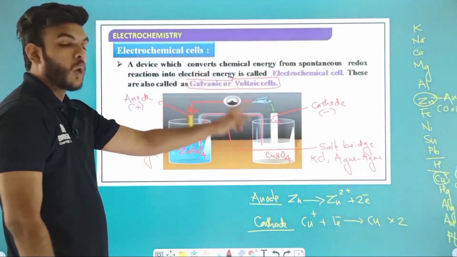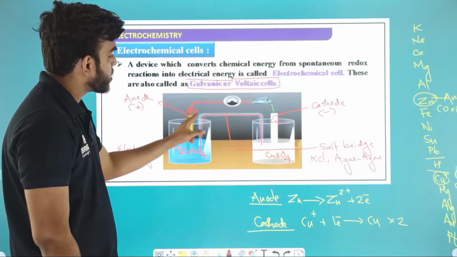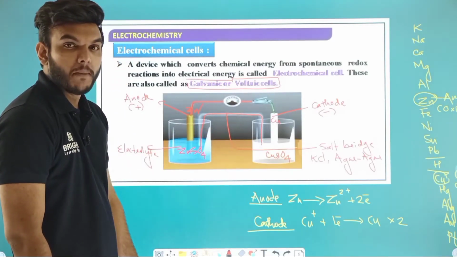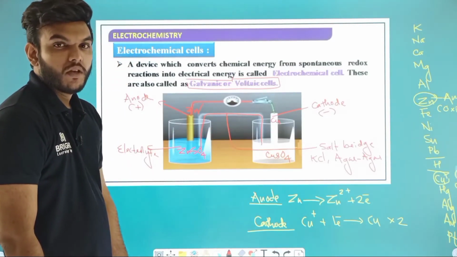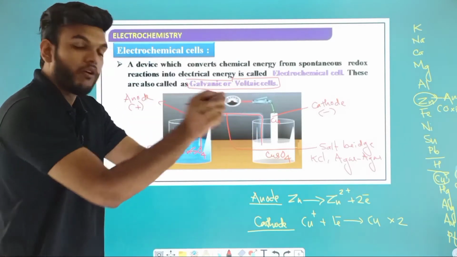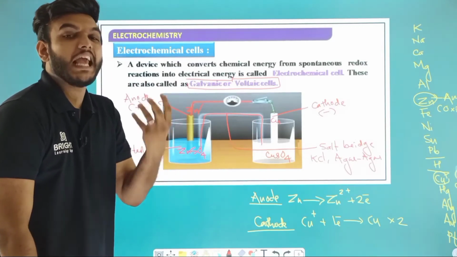So the anode undergoes oxidation and the cathode undergoes reduction. From the anode, the electrons will move to the cathode. When the electrons move from anode to cathode, that is a flow of electrons, and it will create what? It will create electricity.